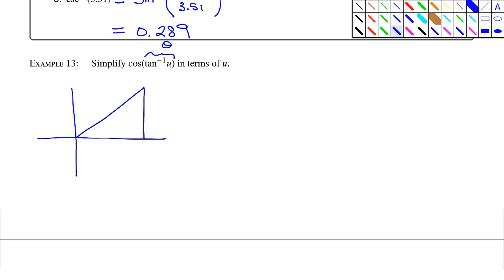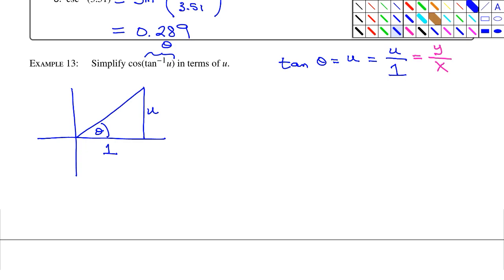So we have theta here. But that means that the tangent of theta is equal to u, and in particular, if it's just a u, I can represent that as u over 1. Now, what was tangent? Tangent on the unit circle is y over x. So I'm going to go ahead and make u be the y distance and x be a 1.